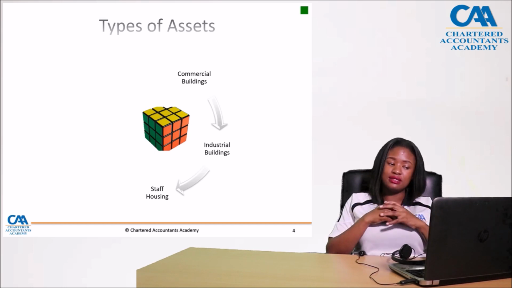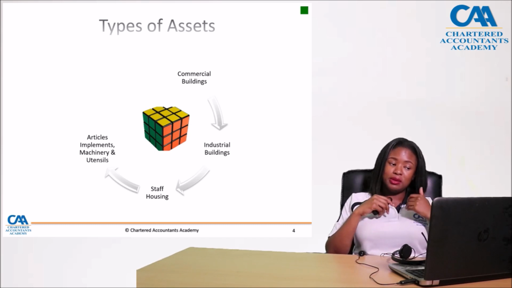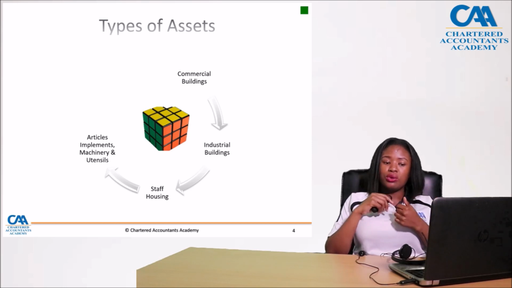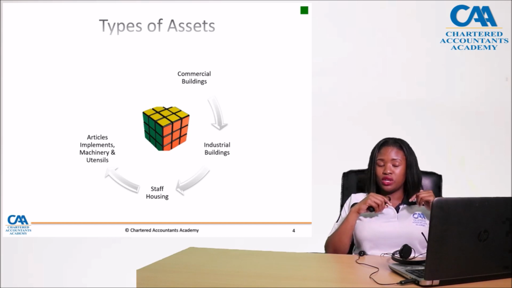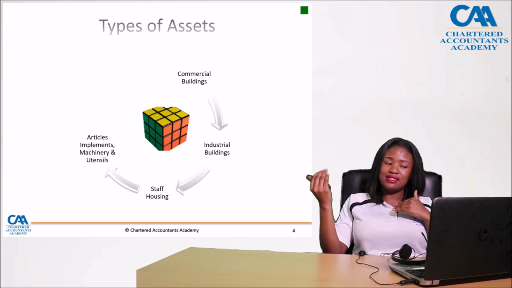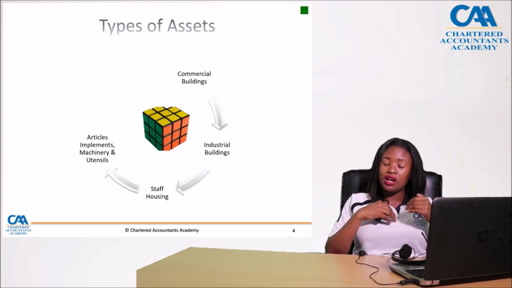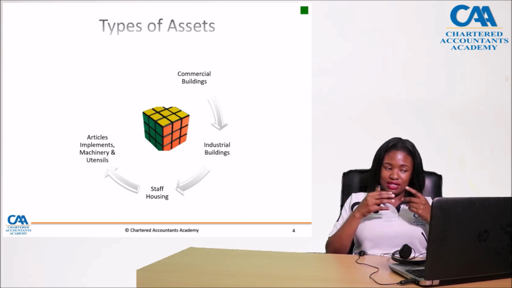And then we also have articles, implements, machinery, and utensils. Basically these are your movables. Your furniture, your machines, your computers, they fall under articles, implements, machinery, and utensils. You also have to go and look at the definition in the Act for this one, so you can see if there is anything which has been excluded, so that when you see it in the scenario, you are able to determine whether you should be granting capital allowances or not in this case.